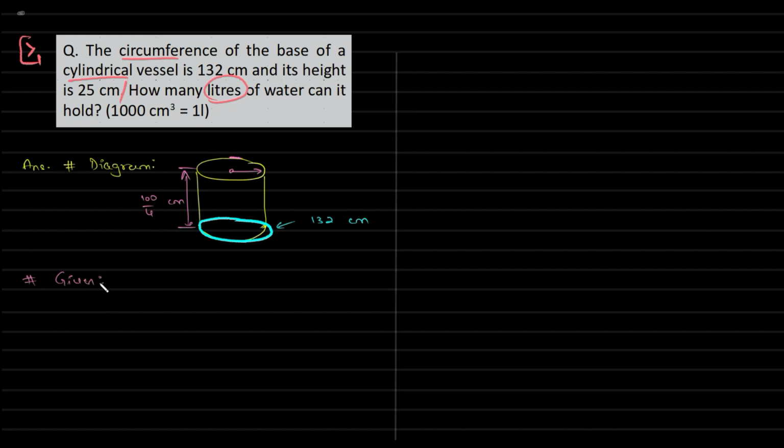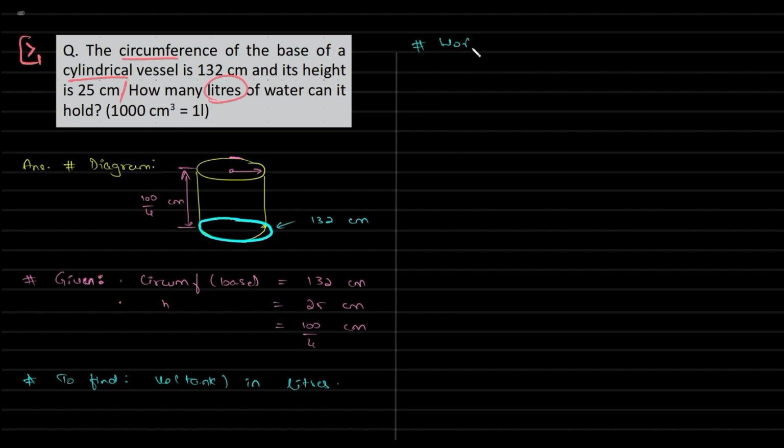So by the time I write the given part, you should figure out how we will find the radius, because that's how we'll find the volume. So the circumference of the base is 132 centimeter. Then we have the height, which is 25 centimeter. I'll rewrite this as 100 by 4 centimeter. And we need to find the volume of the tank in liters. Okay, that's very important. Don't end up just by writing in centimeter cube.